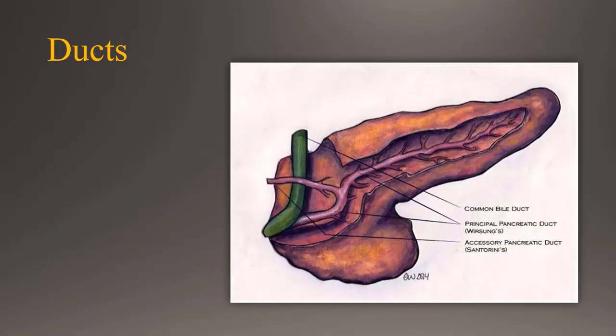So these are the duct systems. This is main pancreatic duct joining with bile duct, commonly opening in second part of duodenum at major duodenal papilla. This is accessory pancreatic duct which opens as minor duodenal papilla. The main pancreatic duct is called by name Wirsung's duct. The accessory pancreatic duct is called duct of Santorini.